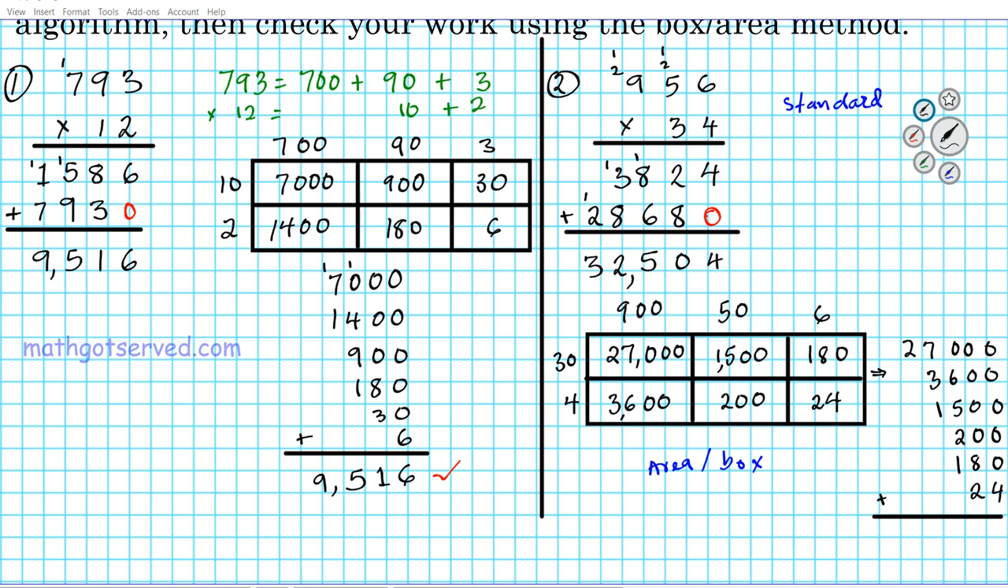Okay, let's do it. So starting with the ones place, we're adding the 0, 0 plus 0 plus 0 plus 0 plus 0 plus 4 is 4. 8 plus 2 is 10. 0. Carry 1 over to the hundreds place.